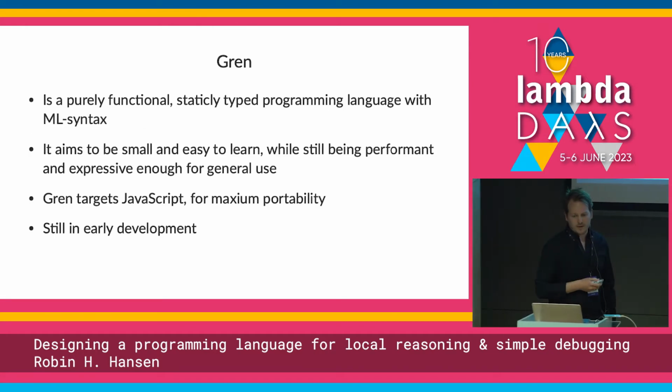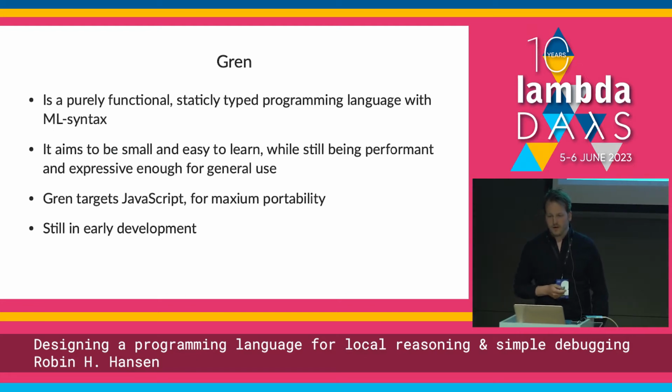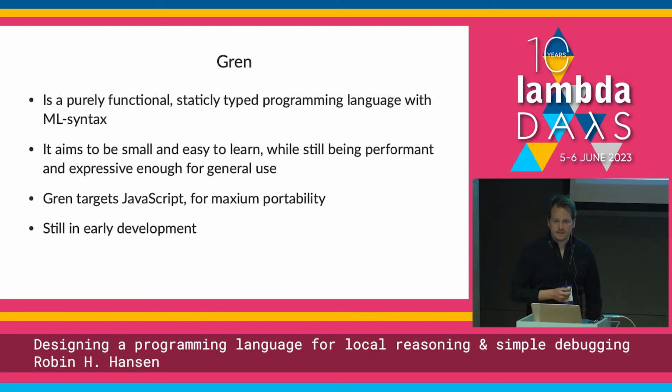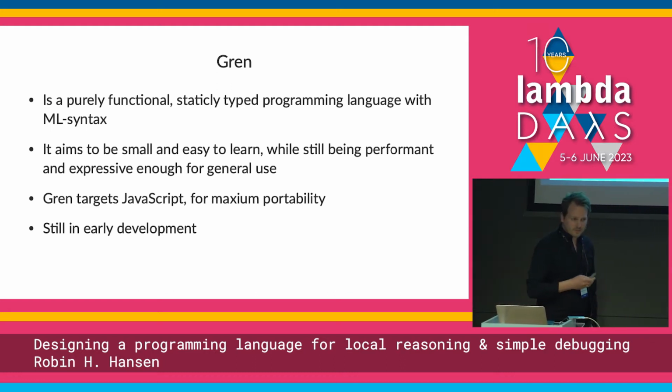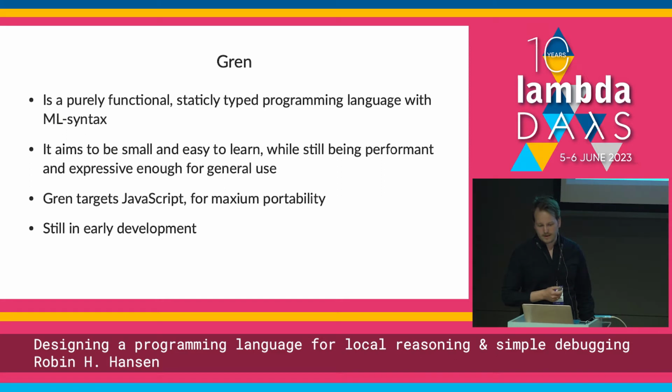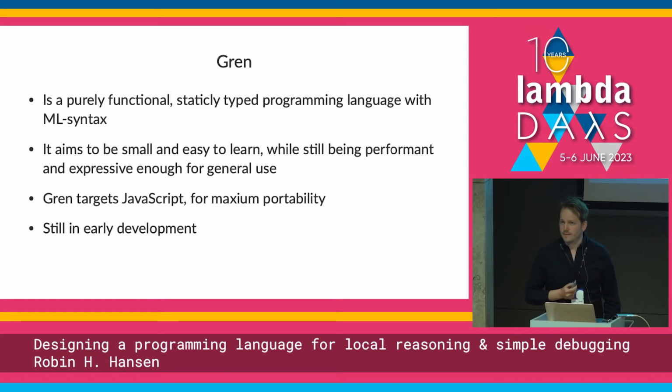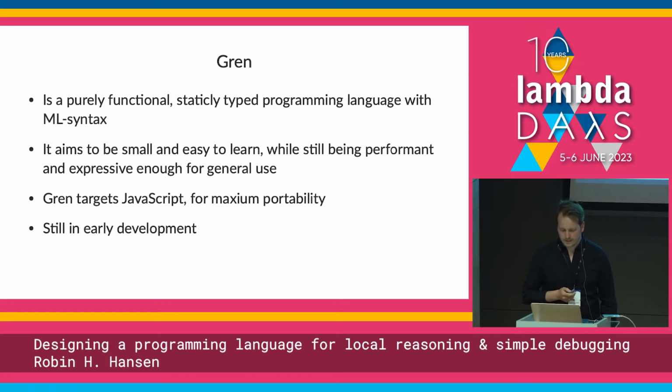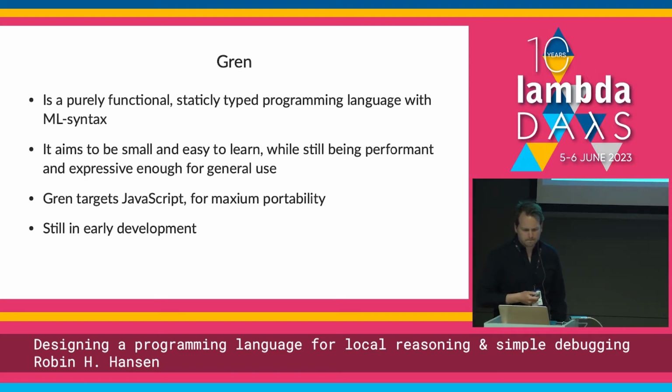As a quick summary, Gren is a purely functional, statically typed programming language with ML syntax. It aims to be small and easy to learn while still being performant and expressive enough for general use. Gren targets JavaScript for maximum portability, and perhaps the most important part is that it's still very early in development. It's still very much a work in progress.